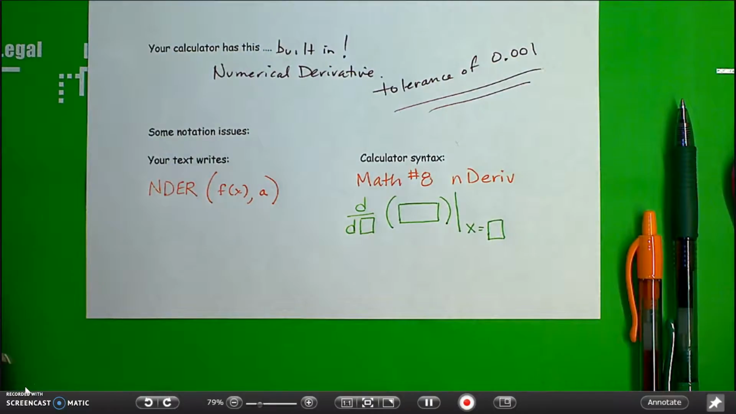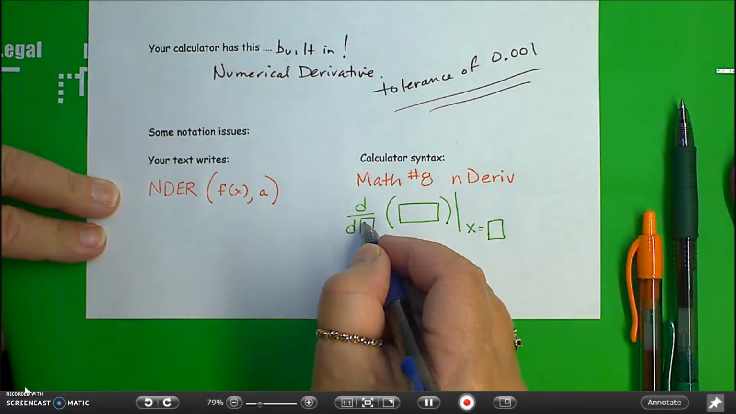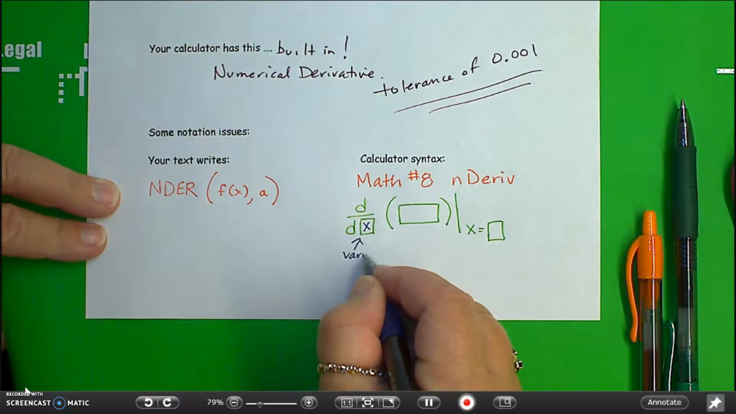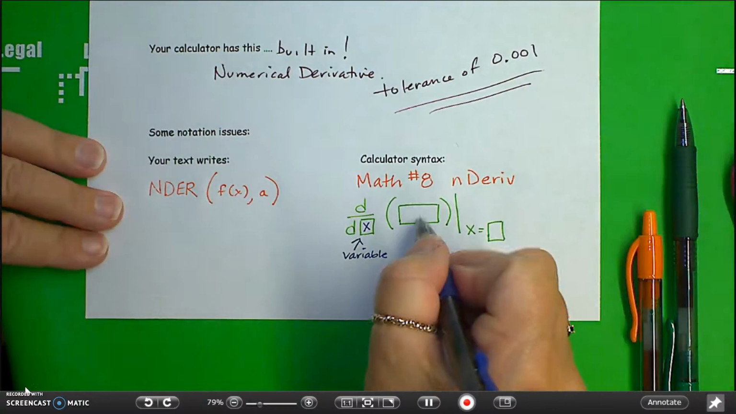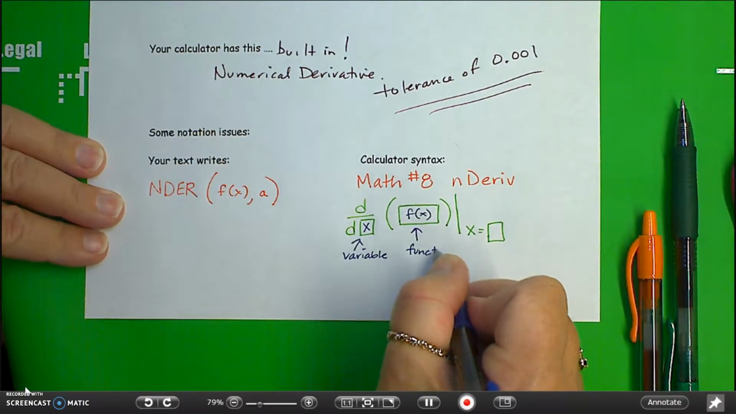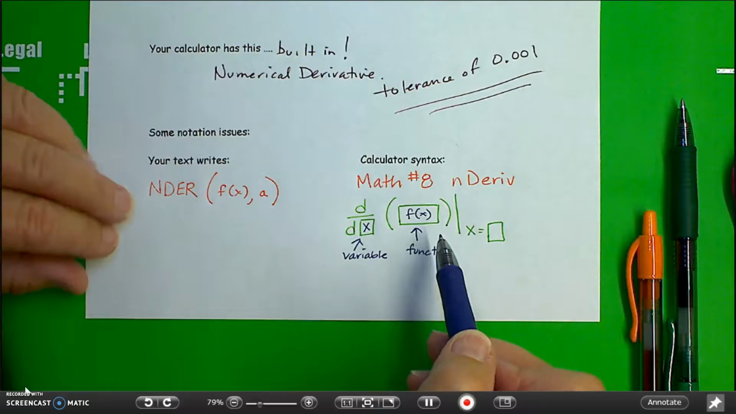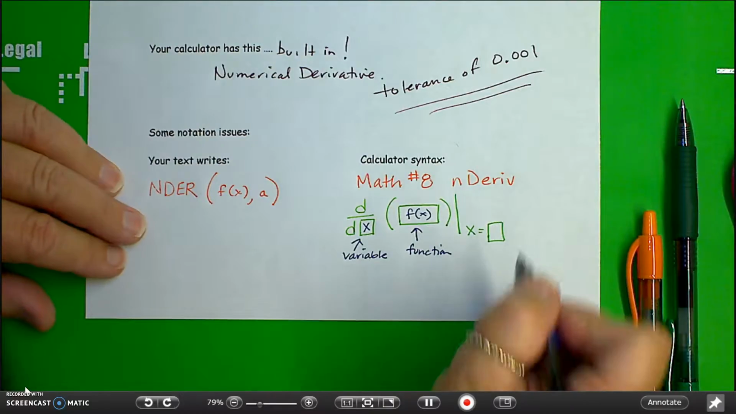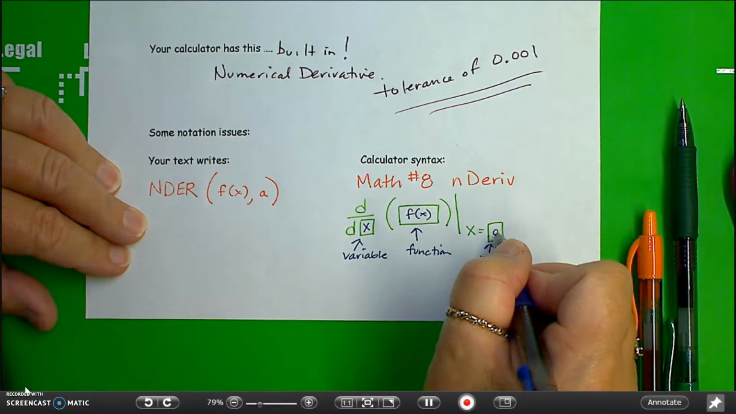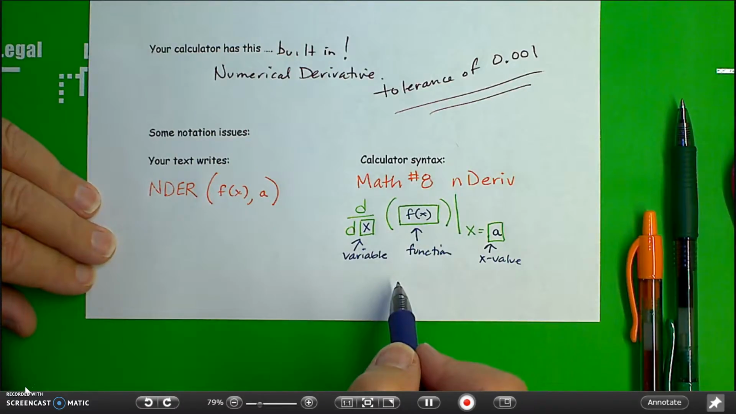So let's see what all these places are. First of all, hopefully you'd recognize this as the notation for a derivative. You're going to put your variable here, and it's always going to be x. This is where you're going to put your function. And you can actually type in your function here, or you can reference y1 or y2 or whatever function you're using from your y equals screen. And then this is where your x value goes, the x value of interest. So we'll put an a there. So this will calculate the numerical derivative of this function.